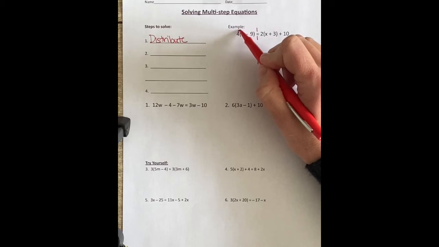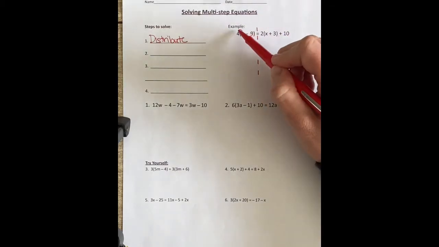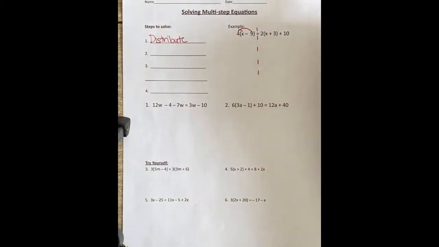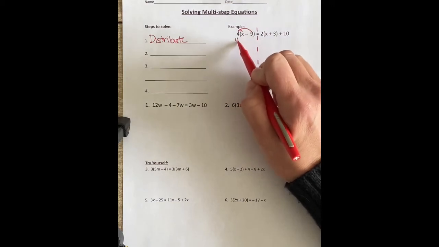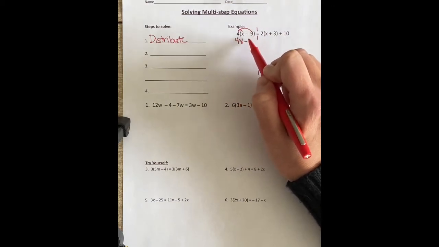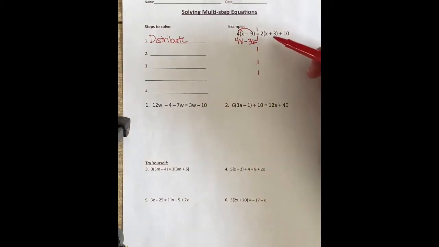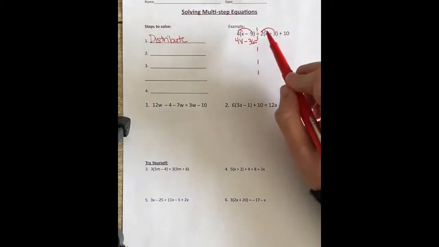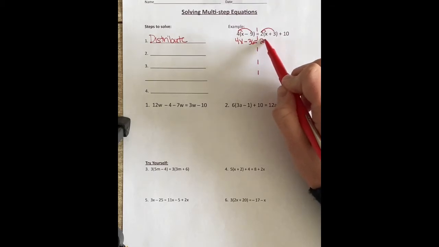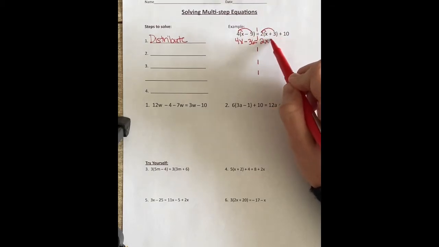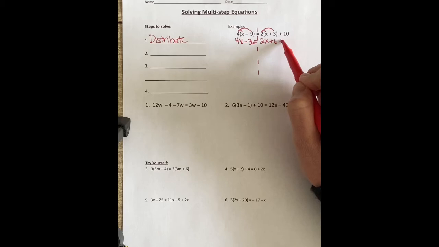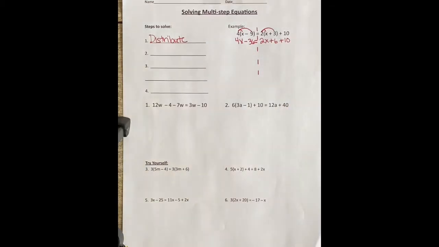The 4 multiplies with the x. The 4 multiplies with the negative 9. And that gives us 4x minus 36 equals. On my right side, I can also apply the distributive property. The 2 would multiply with the x. The 2 would multiply with the 3. 2 times x is 2x. 2 times 3 is positive 6. And then I want to bring down my positive 10.